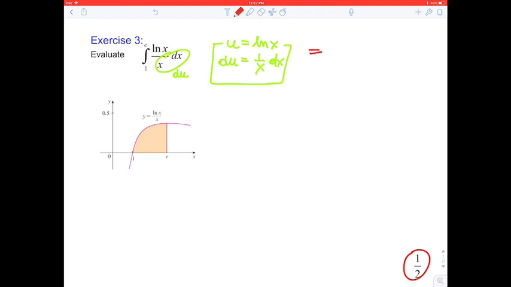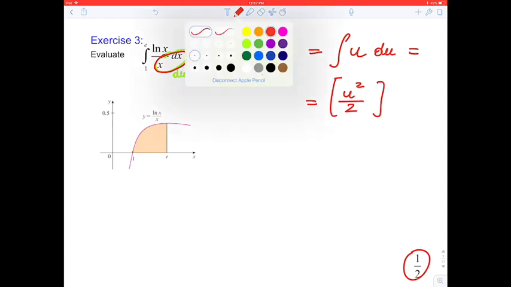Let's see what we have. Ln of x was u, and dx over x is du. The integral of u du is just u squared over 2. But we do have new limits of integration.